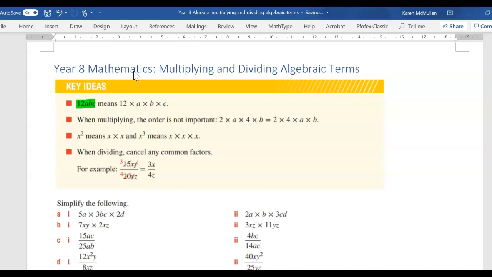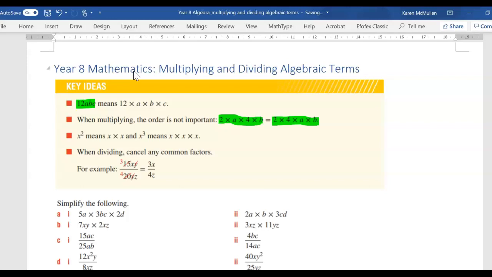When multiplying, the order is not important. I touched on this in the previous video. So 2 times A times 4 times B is the same as 2 times 4 times A times B. Now we do tend to write the coefficient first, so that is the number first, and then the pronumerals we tend to put in alphabetical order. There is nothing wrong with not having it in that specific order, but it's just neater. It's nicer mathematics. And it also helps if you're looking at like terms. If they're in alphabetical order, you can compare them a bit easier.